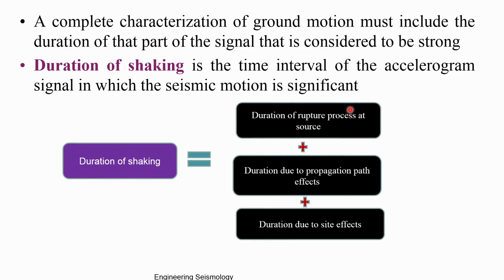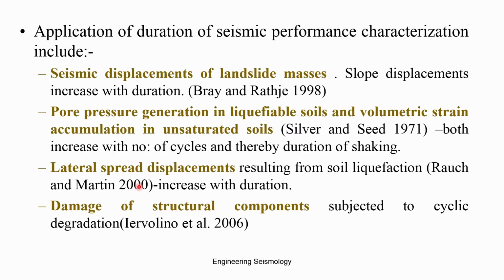So, the duration of any particular earthquake is basically the duration of the rupture process at the source, the duration due to the propagation of the effect, and the duration due to the site. All these things are reflected in your acceleration time history. The application of duration in seismic performance characterization includes seismic displacement of the landslide mass. The slope displacement increases with the duration. It has been observed that a longer duration earthquake can cause more landslides than a shorter duration earthquake.